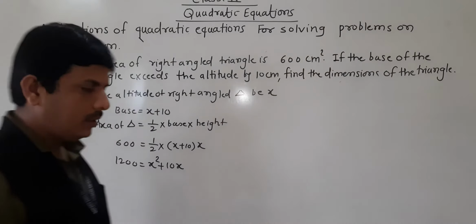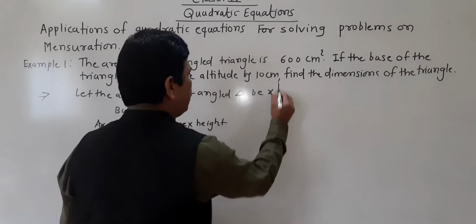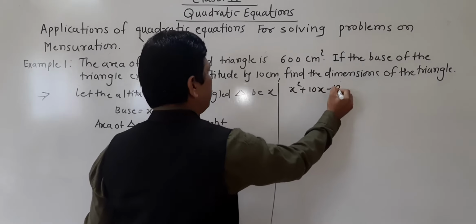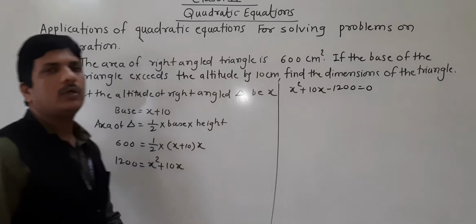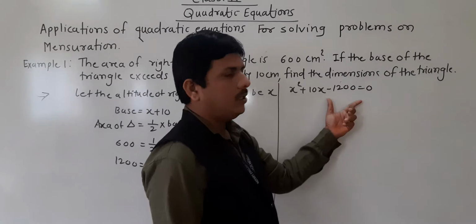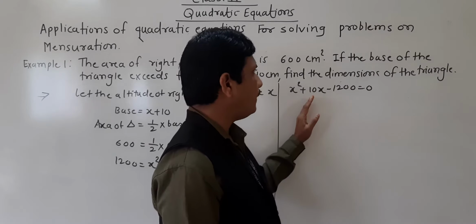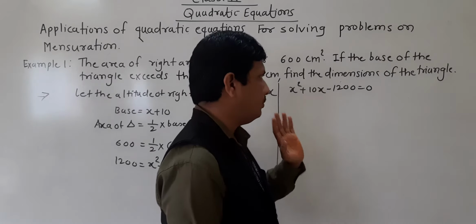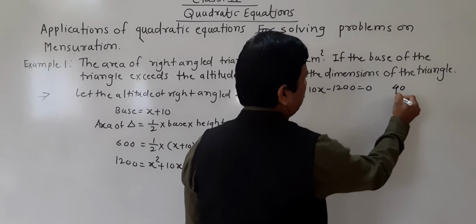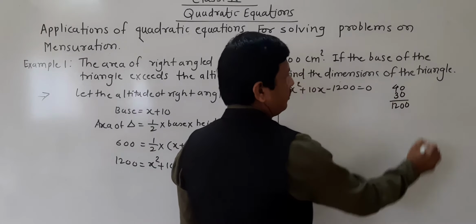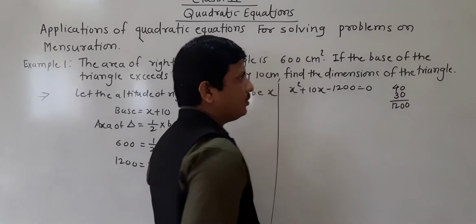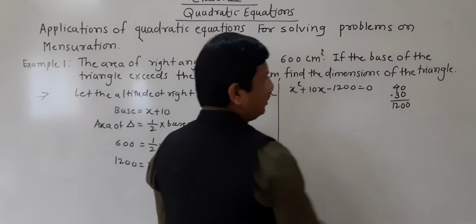Now we get a quadratic equation. We bring it to the proper form: x square plus 10x minus 1200 is equal to 0. Now we need to factorize it. We factorize minus 1200 in such a way that the sum of the factors is plus 10. The factors are easy: 40 and 30. 40 minus 30 is 10, and 40 into 30 is 1200. So 30 will have the negative sign.